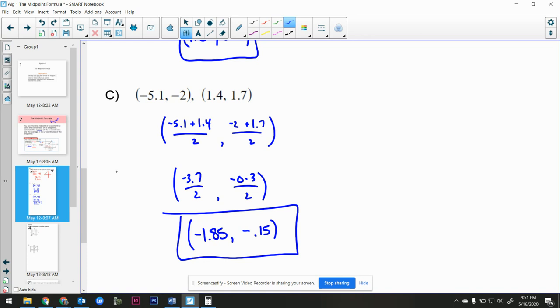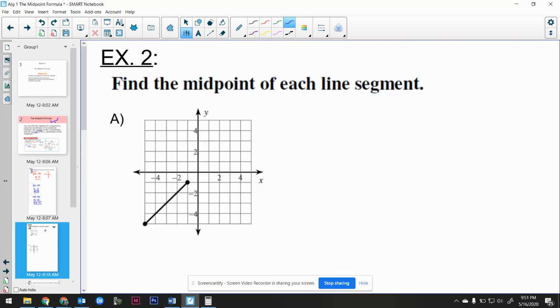Okay, so now let's take a look at, that's just given the two coordinates, right? Just without a graph or anything like that. Let's actually give you the graph and say, find where the midpoint is, right? Well, there's another way to think about this logically.